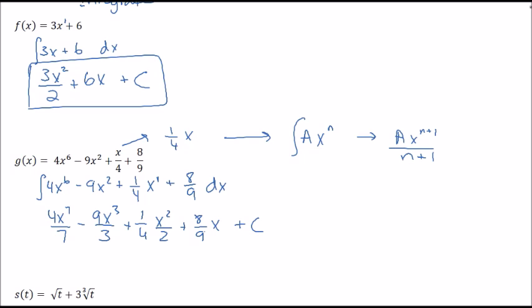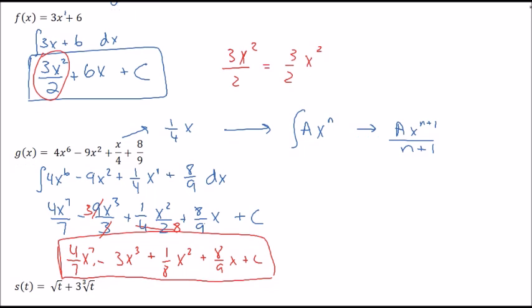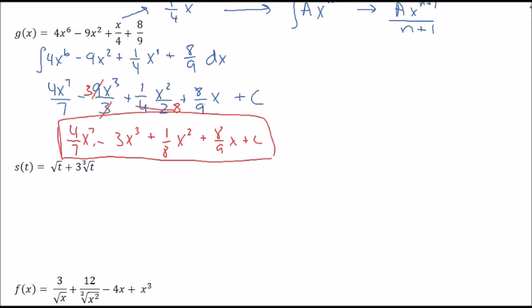And the next step is simply to simplify whatever you can here. The 4 and the 7 don't simplify. This does. These multiply to an 8. And our final answer is 4/7 x to the 7th minus 3x cubed plus 1/8 x squared plus 8/9 x plus c. And you'll note I wrote this one as a fraction times the power. Over here I wrote it all out, and it's the same thing. 3x squared over 2 is the same thing as 3/2 x squared. Right? Let's move along here.